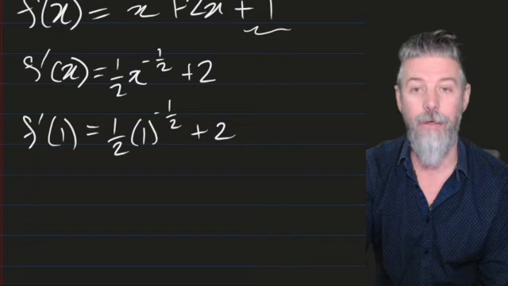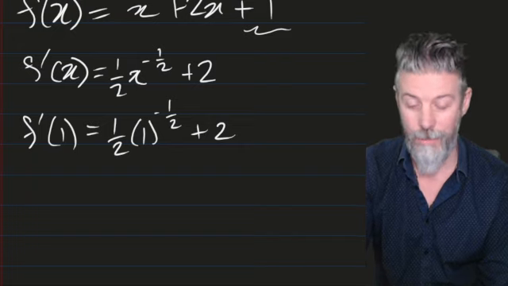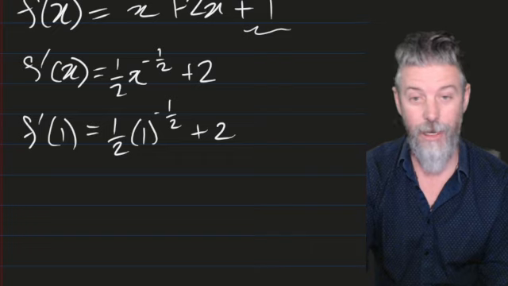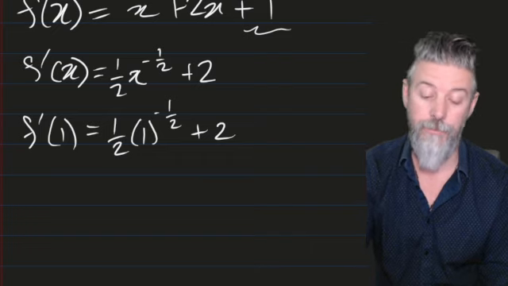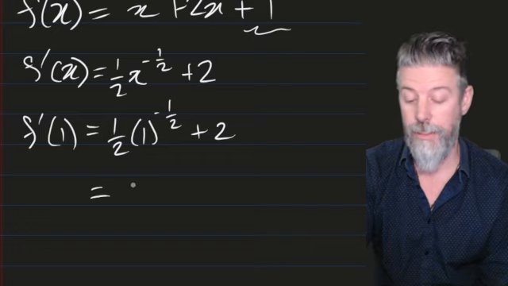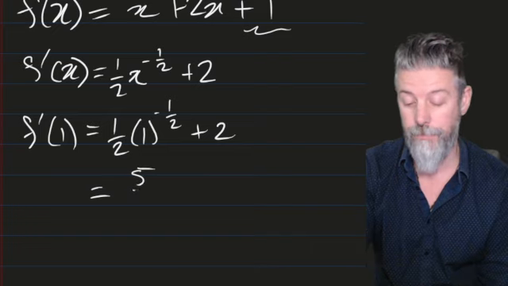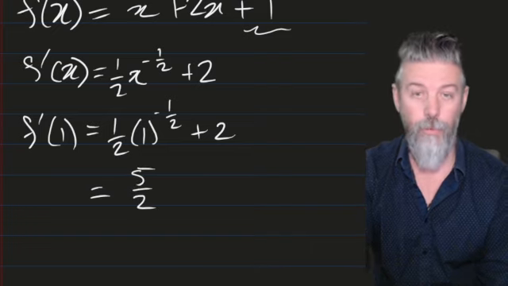So 1 to the power of negative a half is 1. A half of 1 is a half, plus 2 is 2.5. So the derivative is equal to 2.5. I'm actually going to write that as 5 halves at the point 1.